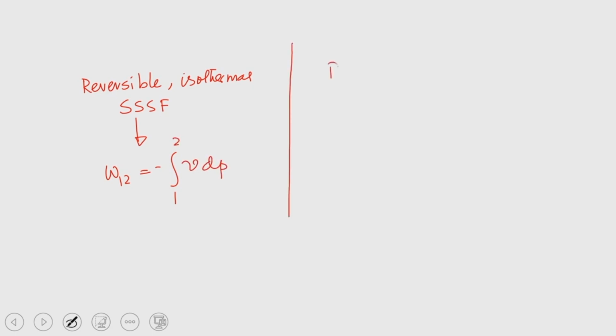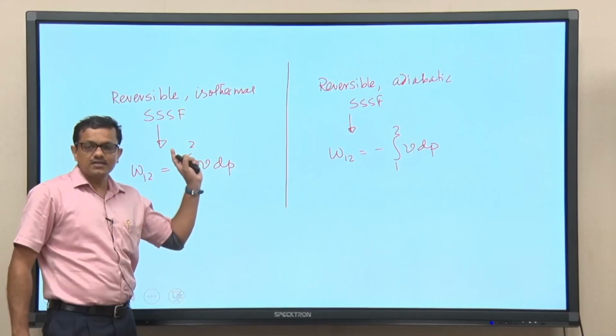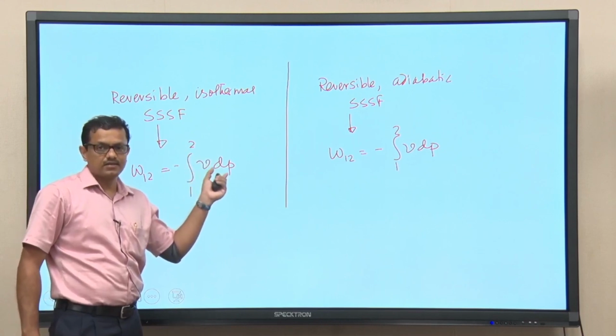For the reversible adiabatic steady state steady flow process, work done W1 to 2 equals the integral from 1 to 2 of VdP. So, we can see that the work done for the steady state steady flow process is generic.